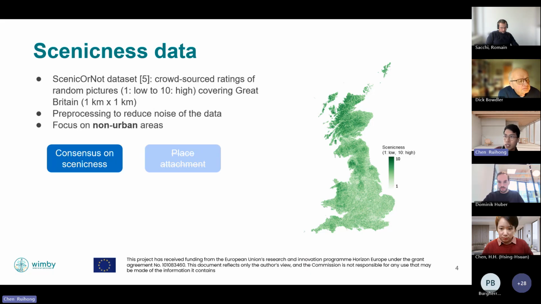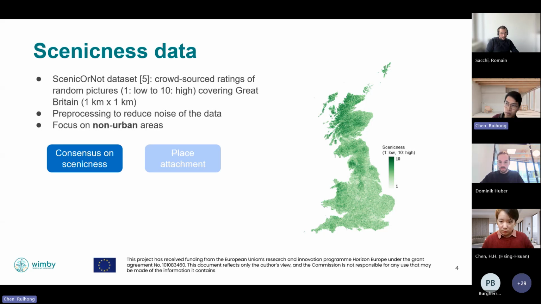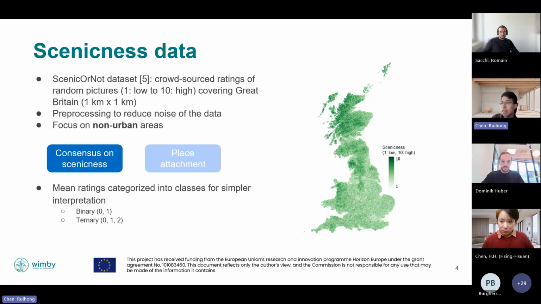To use this data, we need some pre-processing to reduce the noise. We also focus the training on the non-urban areas because we don't put wind turbines in urban settings. So we get the mean ratings and categorize them into either binary or ternary classes using different cutoff thresholds. Then we train the model with these different targets using different thresholds to select the best performing model with the best cutoff threshold.